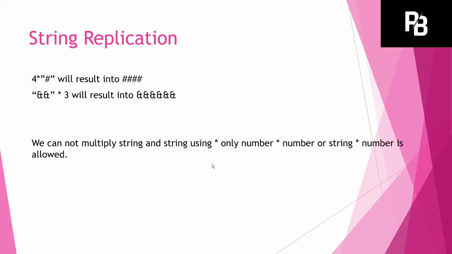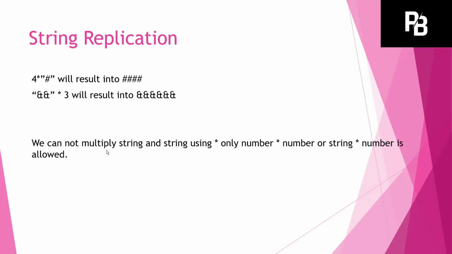Next we have string replication. Replication means repetition. So I write 4 multiplied by, and in quotation I write hash. That will result in this string repeating 4 times, because 4 is there. Similarly, here I'll put some special symbol multiplied by 3. Basically that means whatever you write in the quotation repeats 3 times. So this is very simple, right?